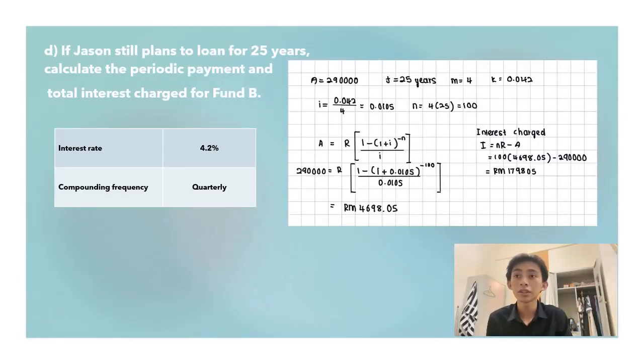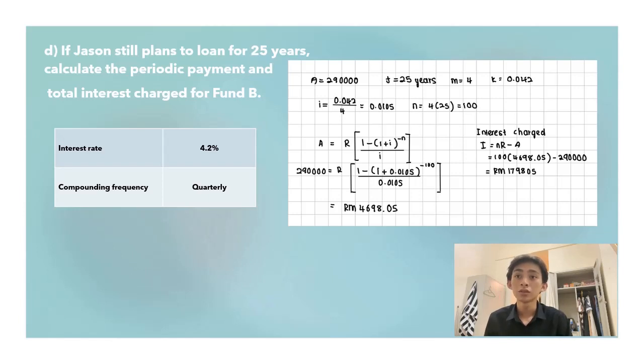Other than that, question D. If Jason still plans to loan for 25 years, calculate the periodic payment and total interest charge for Fund B. Information for Fund B is interest rate 4.2%, compounding frequency quarterly.